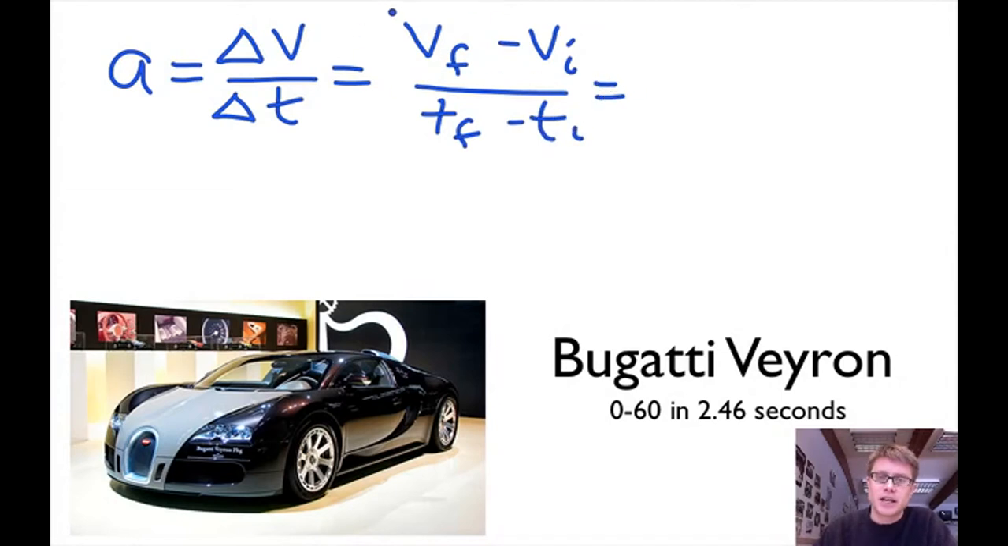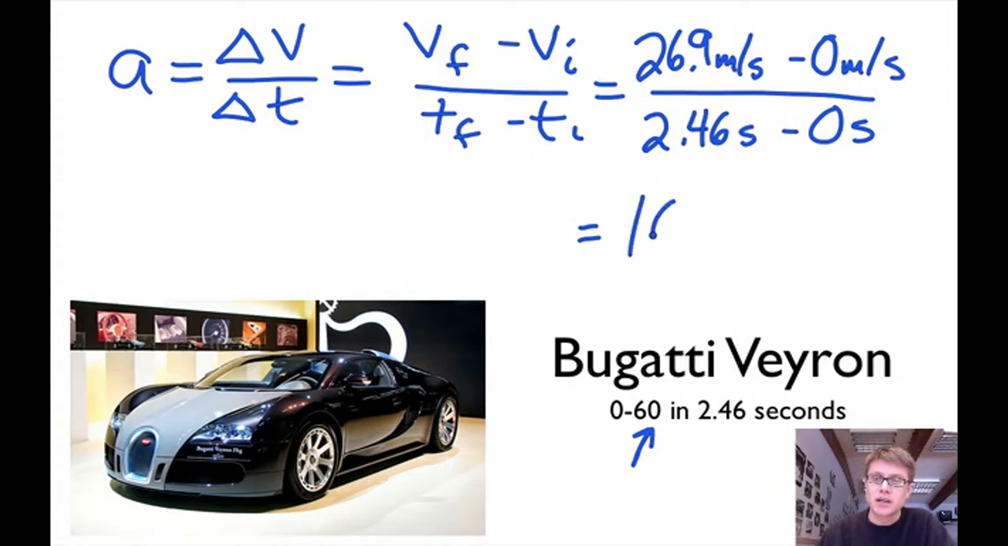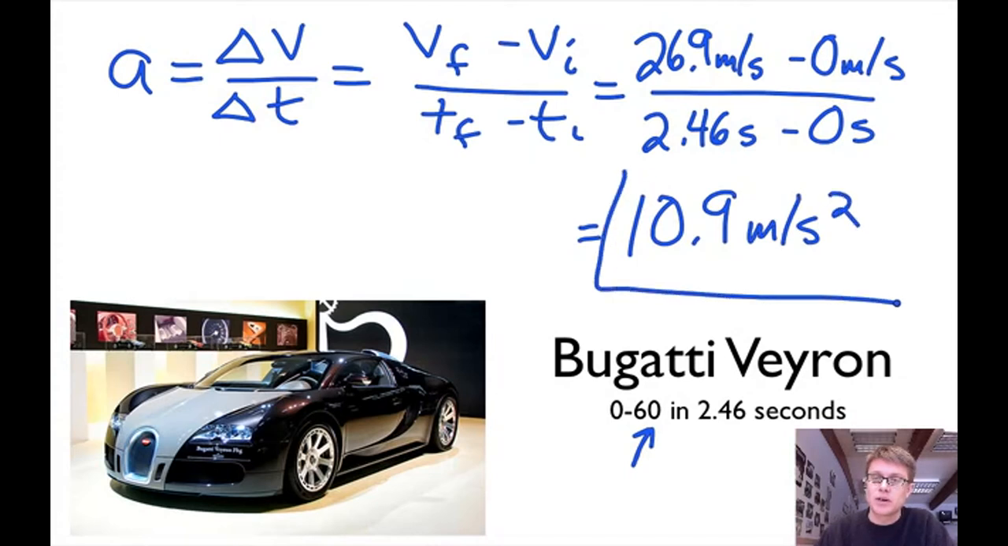So what's our final velocity? Our final velocity is going to be 60 miles an hour, which we couldn't use in an equation. We have to convert that to meters per second. So that'd be 26.9 meters per second minus 0, because it starts at a standstill. What is its final time? Its final time is going to be 2.46 seconds minus 0 seconds, because it goes from a standstill. And so now we can figure out the acceleration. So 26.9 divided by 2.46 is going to be 10.9 meters per second squared. So that'd be the right answer.